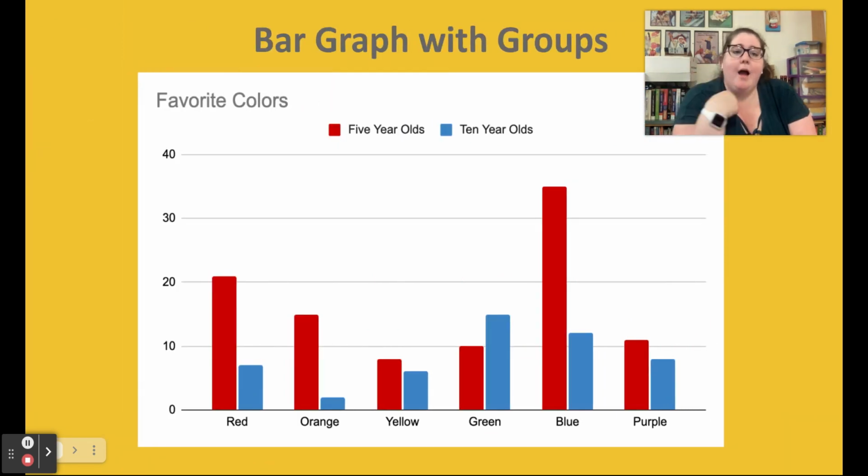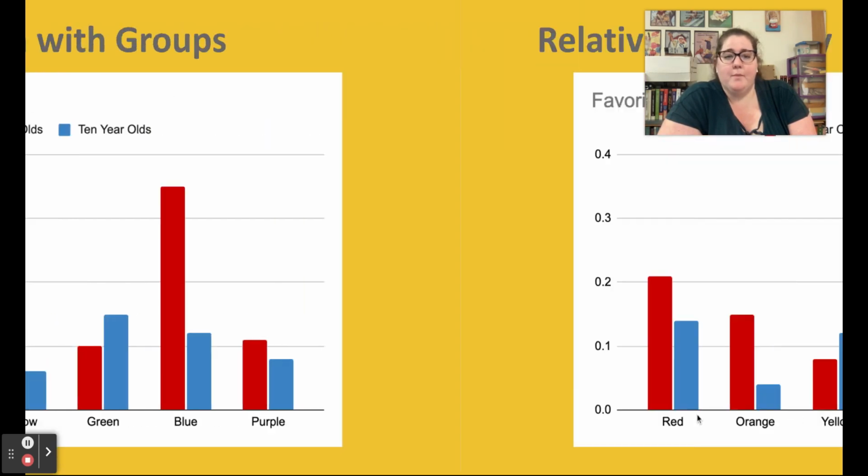So we can make a bar graph with groups. We call this a side-by-side bar graph. Basically, we have our categories of colors on the bottom, same as we might have before, and we have our numbers on the y-axis. But now we have 2 little bars for each color, one for 5-year-olds, one for 10-year-olds. So I can see that a whole lot of 5-year-olds liked red, whereas only like 7 or 8 of the 10-year-olds liked red. So we can kind of compare each color within the 2 groups and make those visual comparisons.